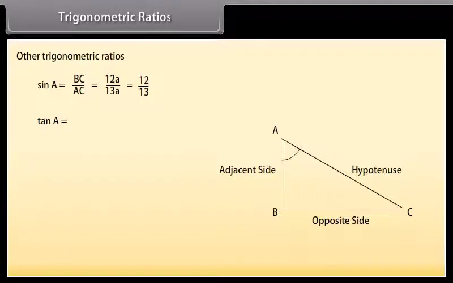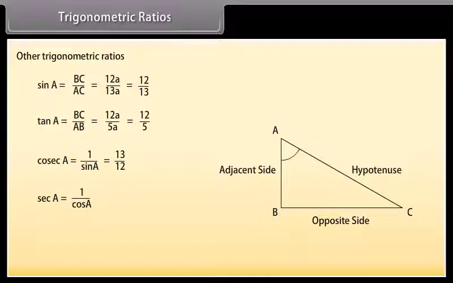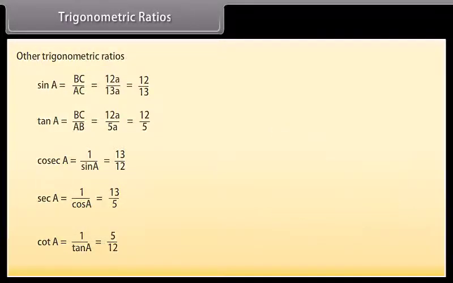Tan A is equal to BC upon AB equals 12A upon 5A, which is equal to 12 upon 5. Cosec A is equal to 1 upon sin A, which is equal to 13 upon 12. Sec A is equal to 1 upon cos A, which is equal to 13 upon 5. Cot A is equal to 1 upon tan A, which is equal to 5 upon 12.